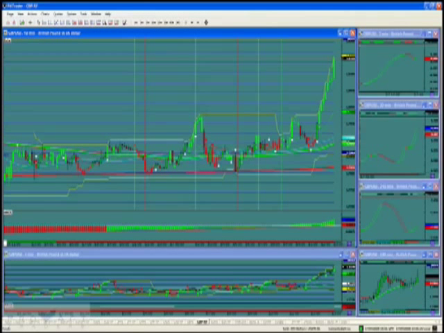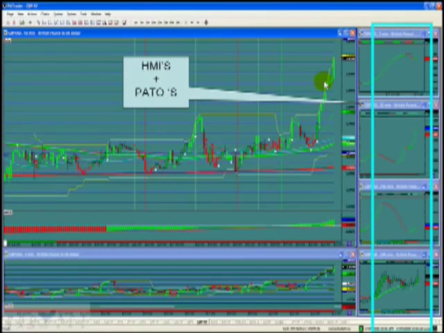Alright, so here what we have in the center up here, we have a wild card, a momentum trade trading away from the desert. Then over on the right we have those PATOs and HMIs. Here you get an HMI and a PATO for every time frame, so you can see if there's harmony and speed occurring, telling you whether this market or this current move is potentially sustainable. We'll take a look at each one of these separately.